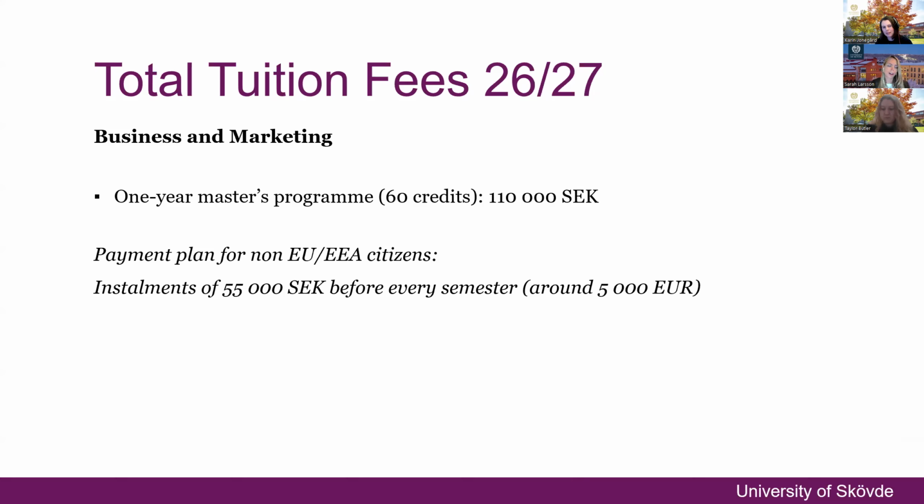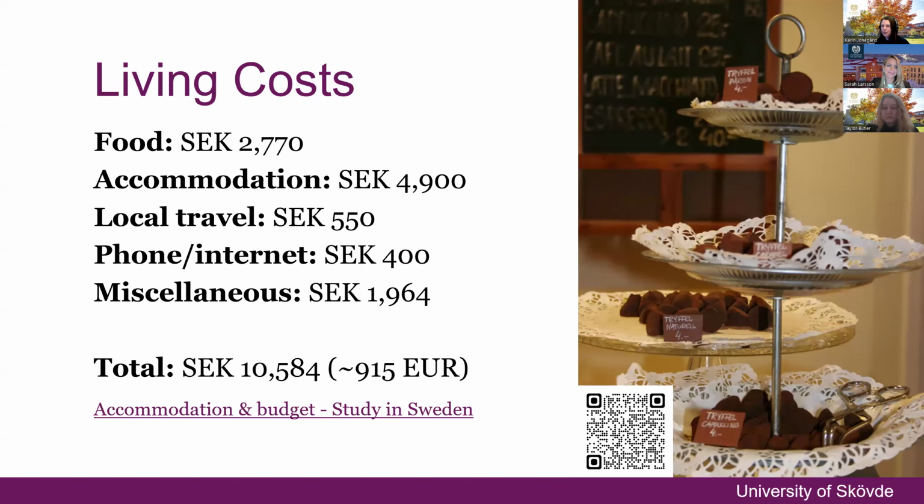We also have some other costs to think about, don't we, Karin? Yes. So if you want to live here, that is unfortunately not for free, I wish, but you have to pay some things. And food will cost you about 2,770 Swedish crowns. I just want to highlight, if you want to understand when it is in euros, just take away a zero, basically. Accommodation is about 4,900 Swedish crowns. You could say about 500 euros a month. All of these are per month, all of these costs.